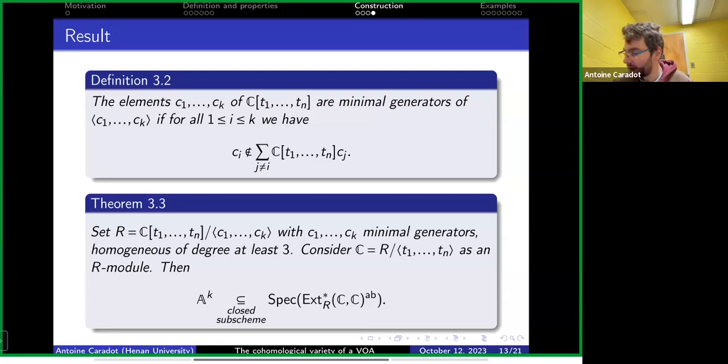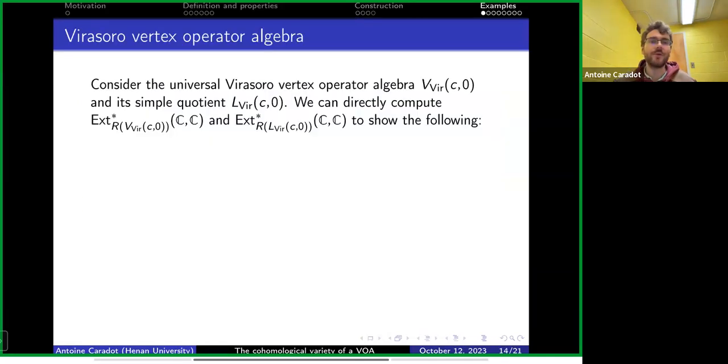Okay, perfect. So first would be the easiest example for the Virasoro vertex algebra. So to set the notation, we say that V index vir is going to be the universal one and L index vir will be the simple quotient. So here we cheat a little because the vertex algebra is, let's say, so small that we don't really need the previous theorem. We can do everything explicitly.